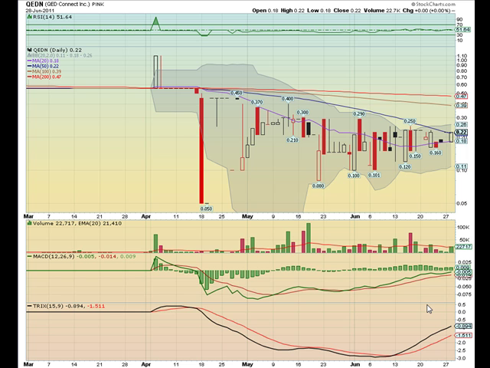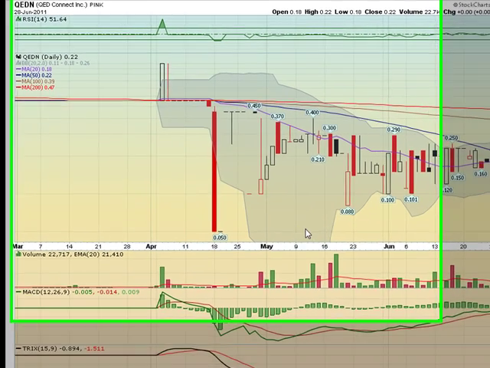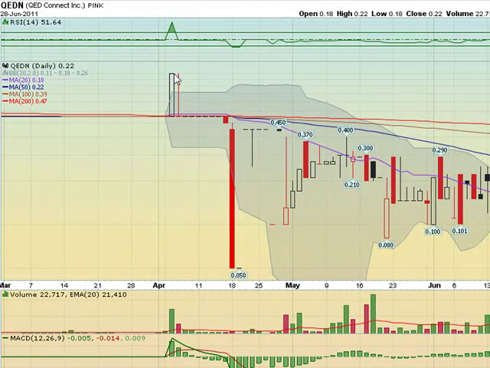The stock's trading on the pink sheets, and we're looking at a daily chart. This goes back about 4 months and began around the beginning of April. A few things we can point out right away is that there seems to be a lot of volatility in the stock as it was sort of starting to get set up.